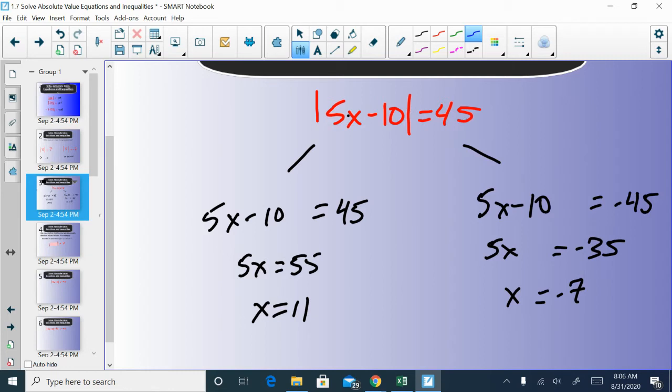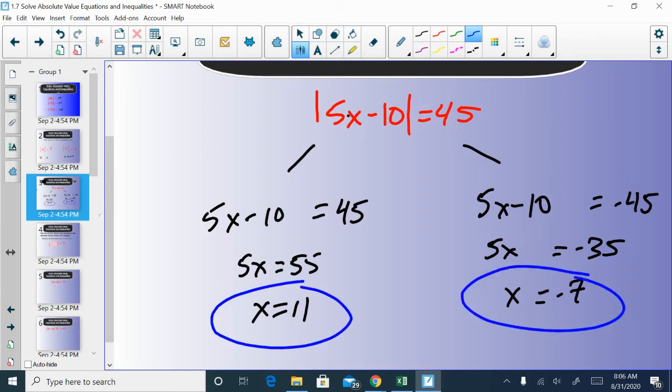This worked. Now let's try negative 7. If you plug in negative 7 for x, you do 5 times negative 7, which is negative 35. And negative 35 minus 10 is negative 45. Your last step is to take the absolute value of negative 45, and that would get you 45. So both answers do in fact work.